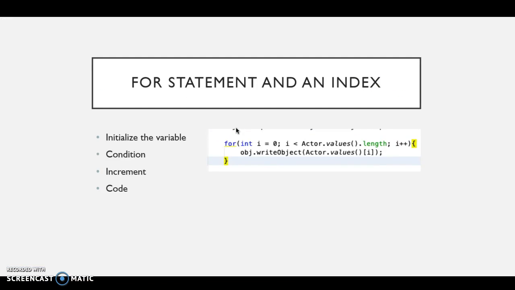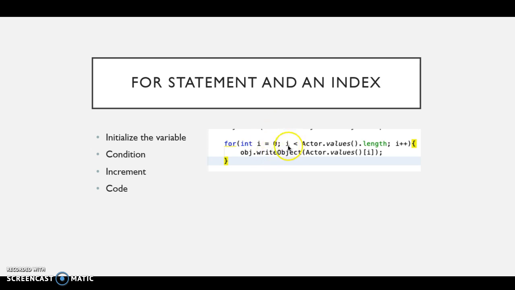For statement and index. So here I have a snippet to show what I'm going to tell. First of all, I initialize the variable i. This is going to be my index. I create also a condition, and as long as this condition is true, I will keep iterating. And here the third part is the incrementation. I will add 1 to the index every time the for iterates.